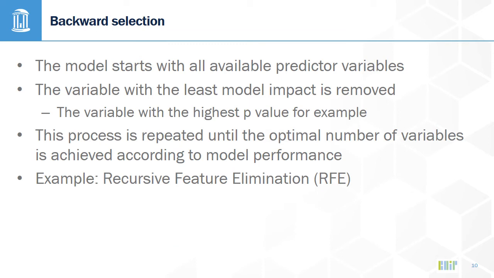Backward selection starts with all the features and then removes them one at a time. The variable with the least impact on model performance is removed first. This process is continued until all the variables have been removed and then the optimal number of features is selected for the model according to the model performance.